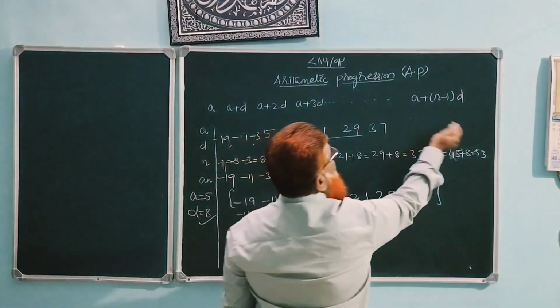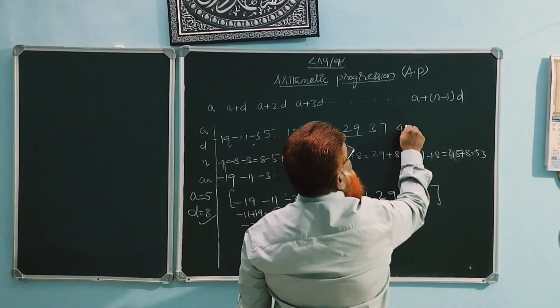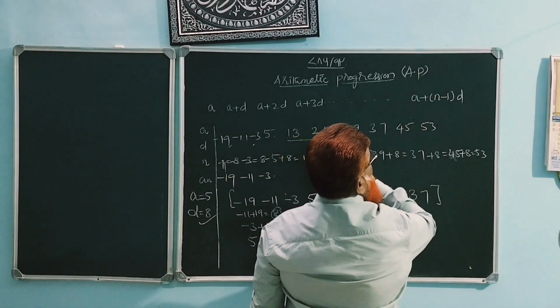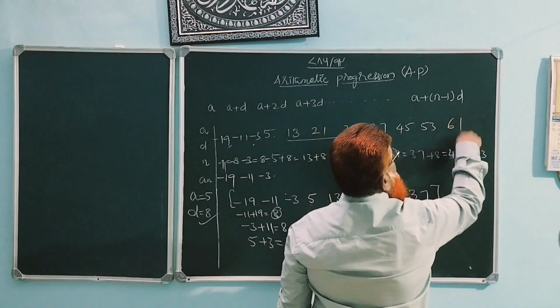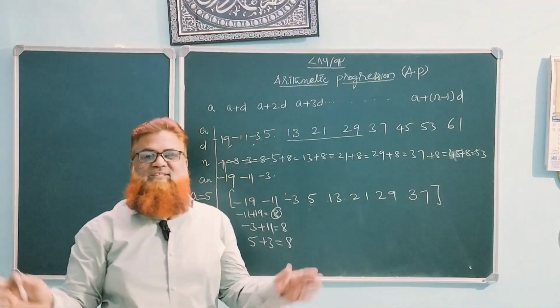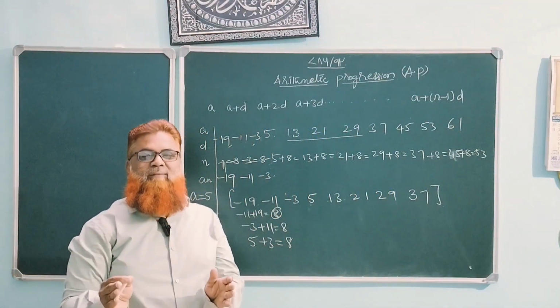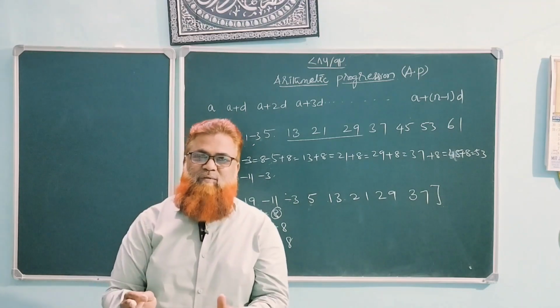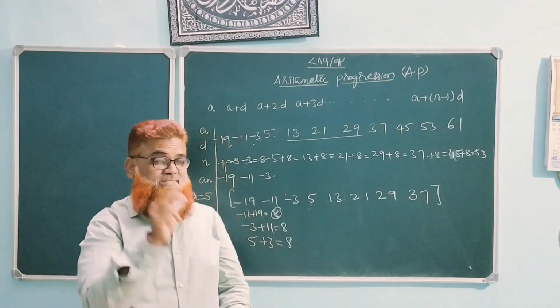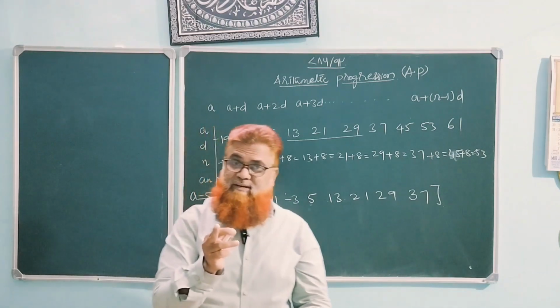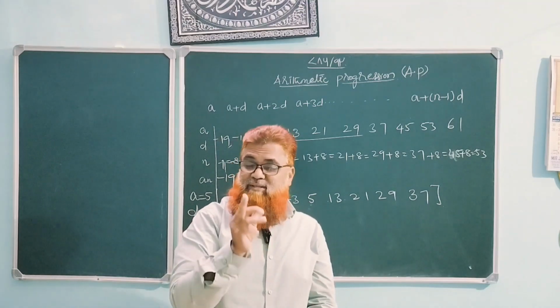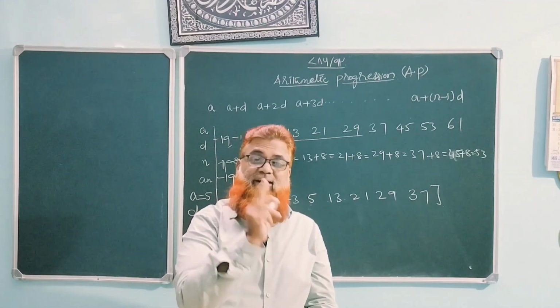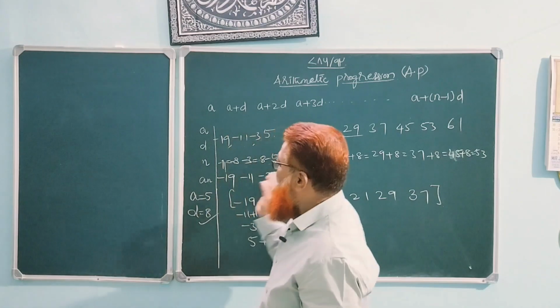Similarly, what is the succeeding term? Then it is plus 45, then plus 53, then plus 61. So this is the way we can develop a good concept of an AP. I hope you understand. My students particularly, I appeal to you, please watch this video again and again. You will get a wonderful concept.